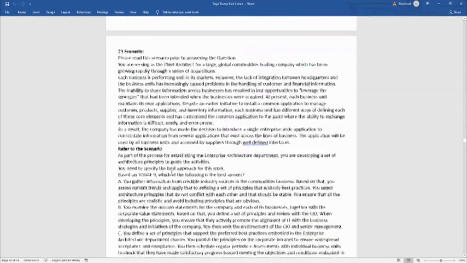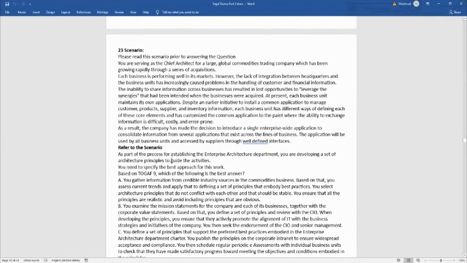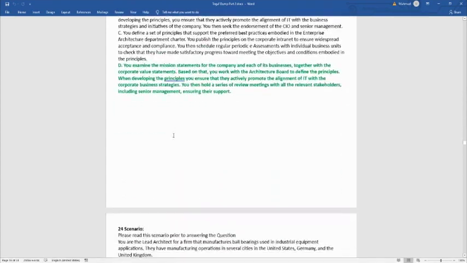Question 23. Each business is performed by integration between the headquarters and the business unit, and the financial information. For this question, the answer is D. We recommend a mission statement for the company and each of its businesses, together with the corporate value statement. Based on that, you will work with the architecture board to define the principles.